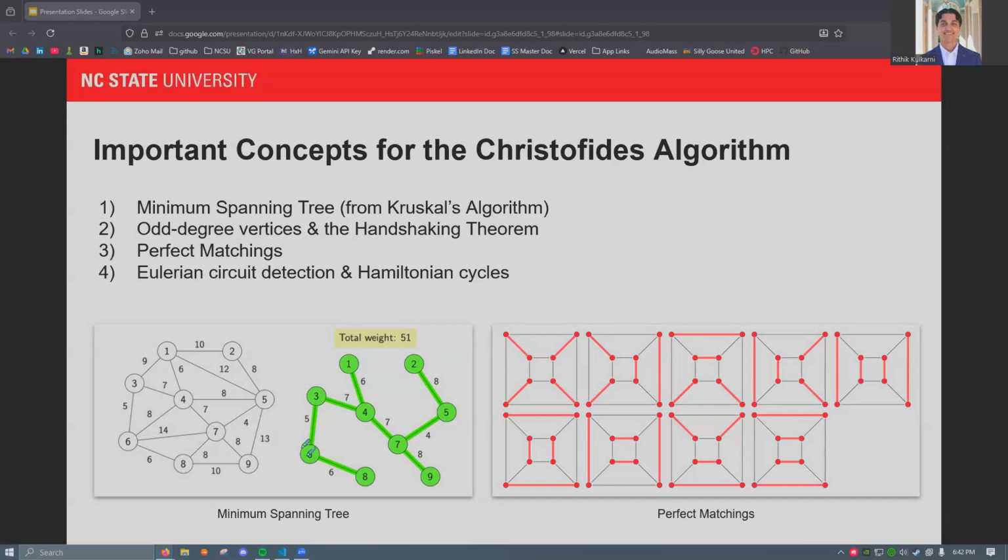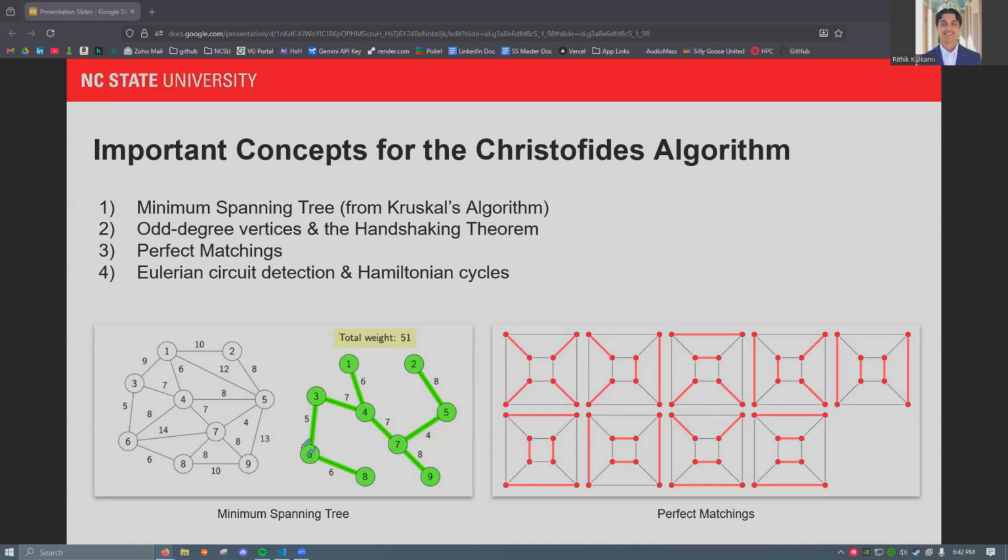If you aren't totally familiar with perfect matchings, the image on the right here is a good example. A perfect matching is a matching where every vertex in the graph is incident to exactly one edge in the matching. You can see that in these 9 perfect matchings on the right, each vertex is only incident to one edge, and every vertex is part of an edge in the matching. And lastly, it's important to know that Eulerian graphs, which are connected graphs with only even degree vertices, always have an Eulerian circuit, which is a path that visits every edge exactly once and ends at the starting vertex.